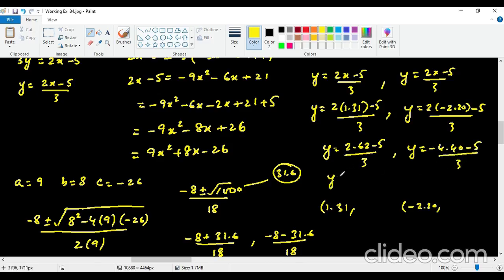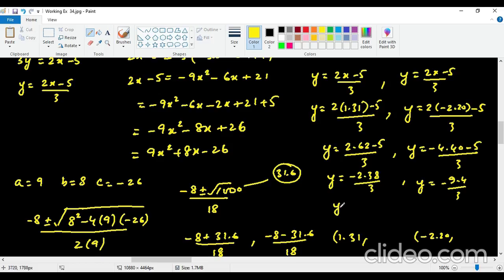So the first answer for this one is going to be minus 2.38 over 3. Second value is going to be y equals minus 9.4 divided by 3. So the first answer for this one is minus 0.79. I will write minus 0.79, and second answer is going to be minus 3.13. So I will write minus 3.13 as an answer for this question.